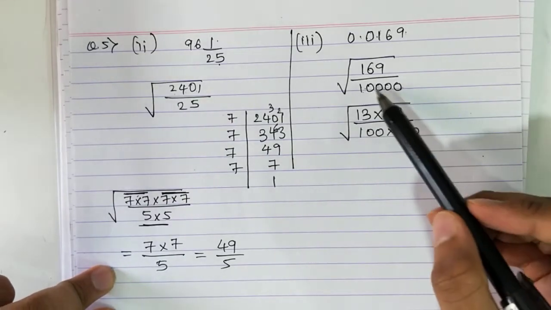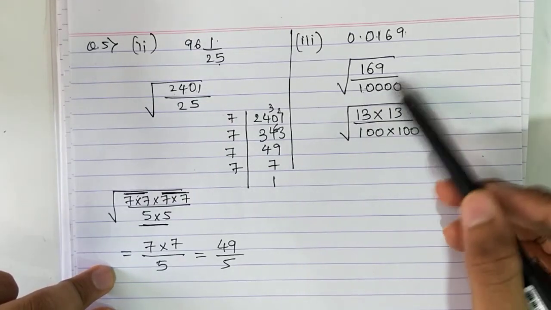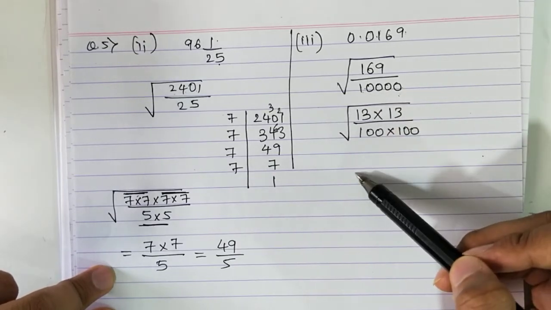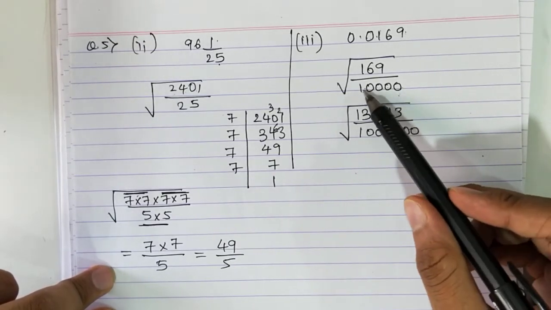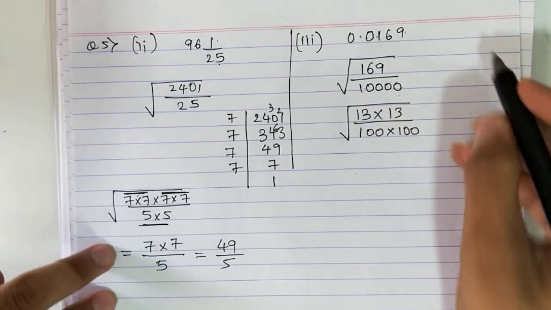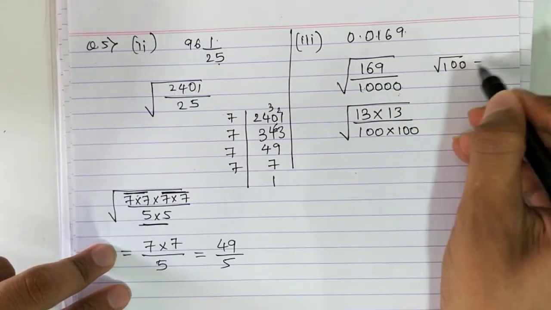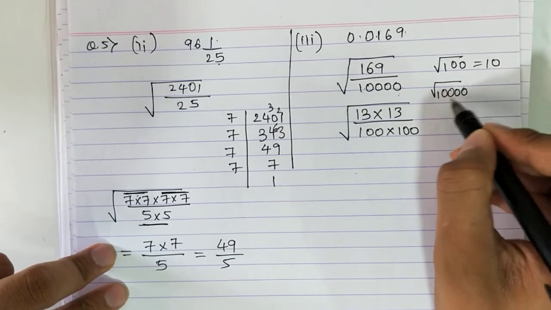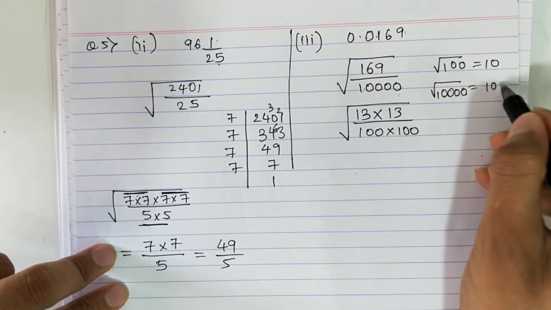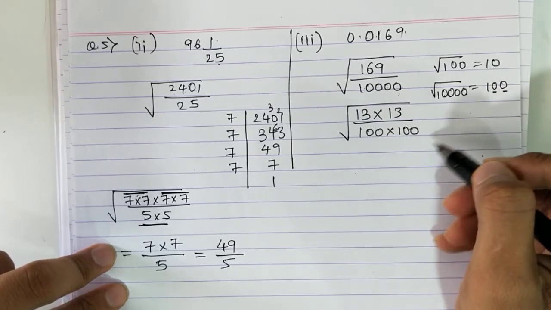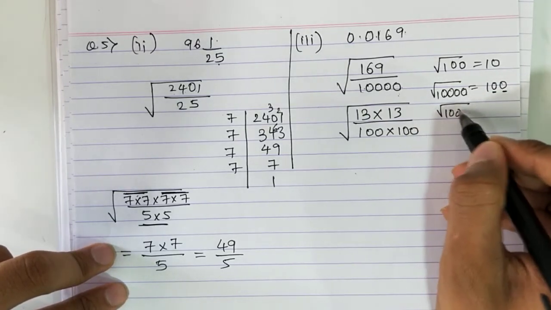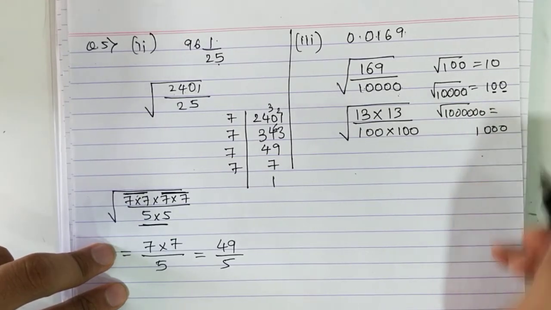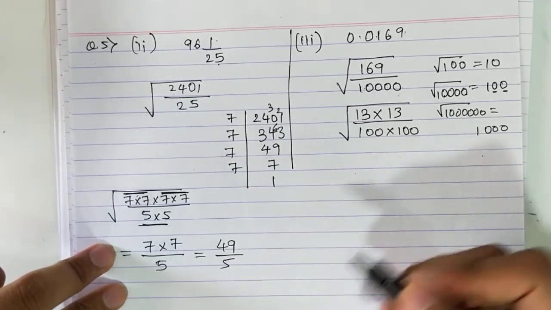I have told you, whenever you take a square root, just halve the number of zeros. If there are 4 zeros, write only 2 zeros after taking the square root. If there are 2 zeros, write only 1 zero. See, the square root of 100 is 10. The square root of 10,000, 4 zeros, is 100. 2 zeros will come. The square root of 6 zeros will be 3 zeros. It is like that. Okay.